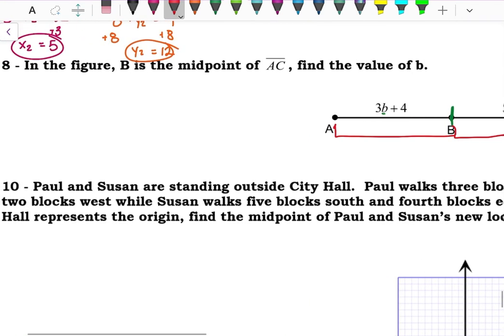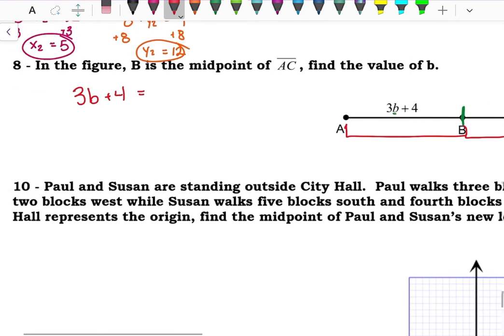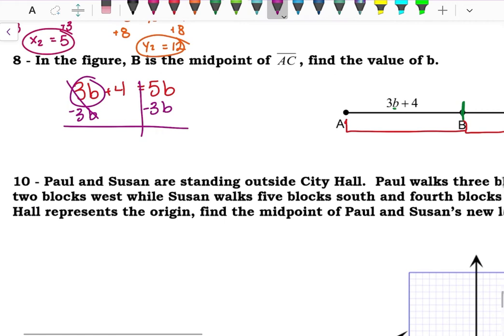So since those halves are the same, then 3B plus 4 is equal to 5B because the midpoint cut them in half. Okay, so now we just solve for B. I'm going to move this B over to the other side by subtracting 3B. That'll get rid of it on the left. And then on the right, we'll have 2B is equal to 4. Last step, divide by 2 to get B alone. And I get 2 is equal to B.